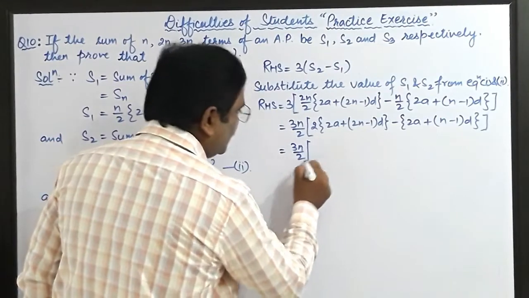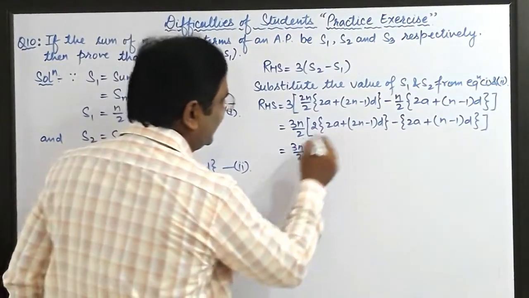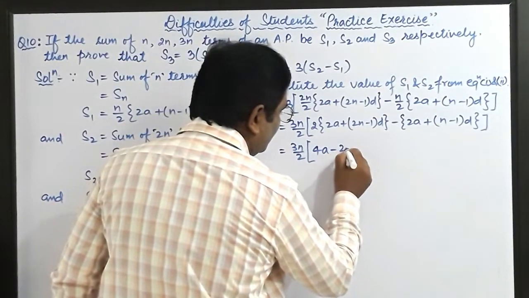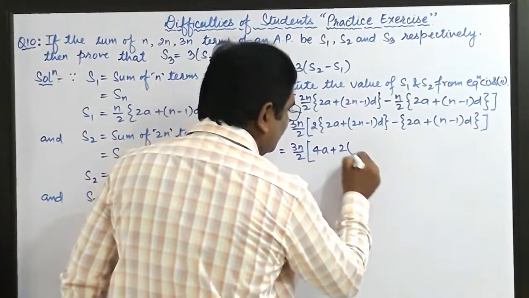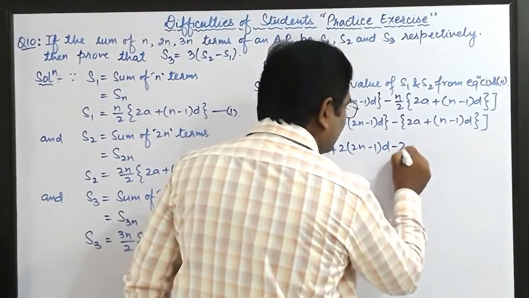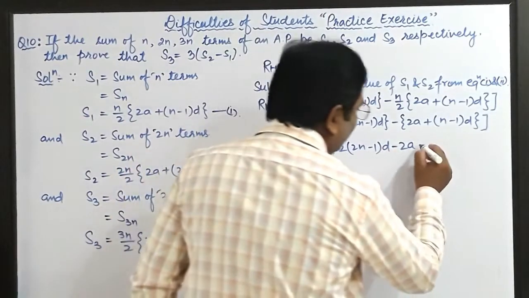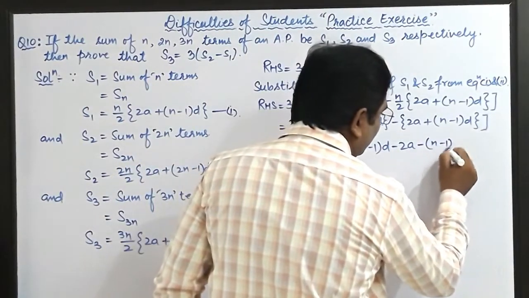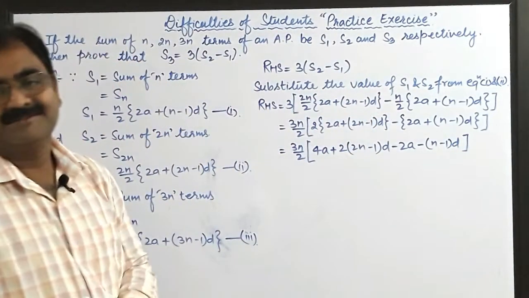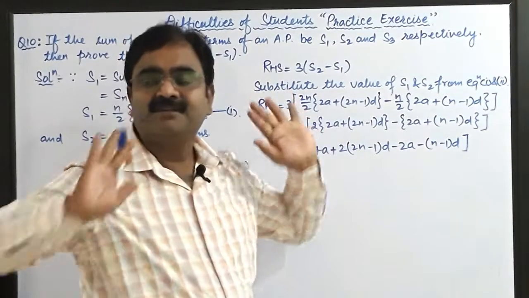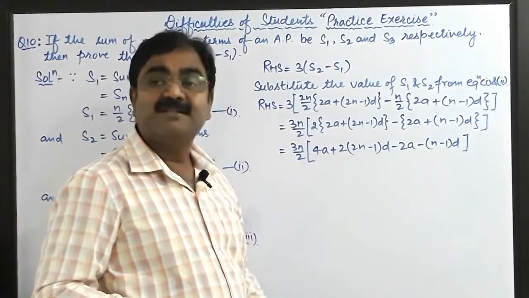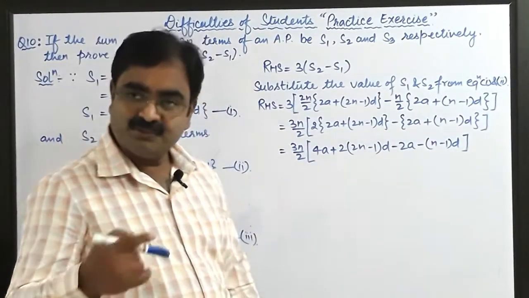upon 2 multiplied by 2 in this bracket, so you will get 2 2s are 4a minus 4a plus 2 into 2n minus 1 into d minus 2a minus n minus 1 into d, means this curly bracket we had opened. Now this 4a minus 2a you can simplify it. 4a minus 2a is equal to 2a.